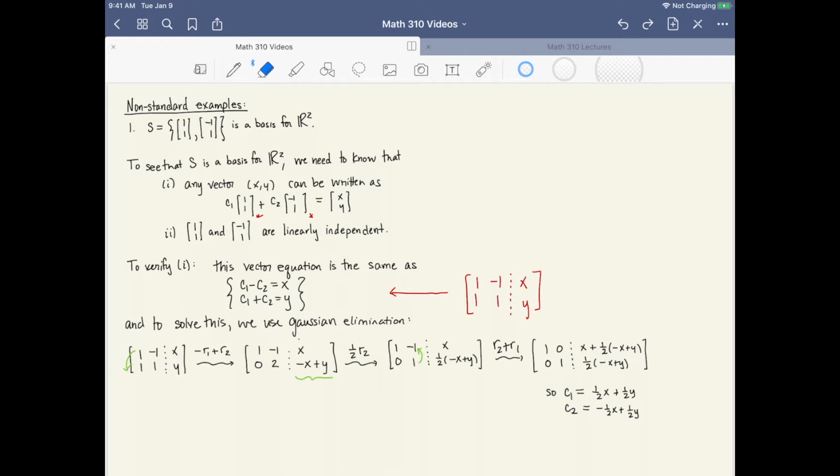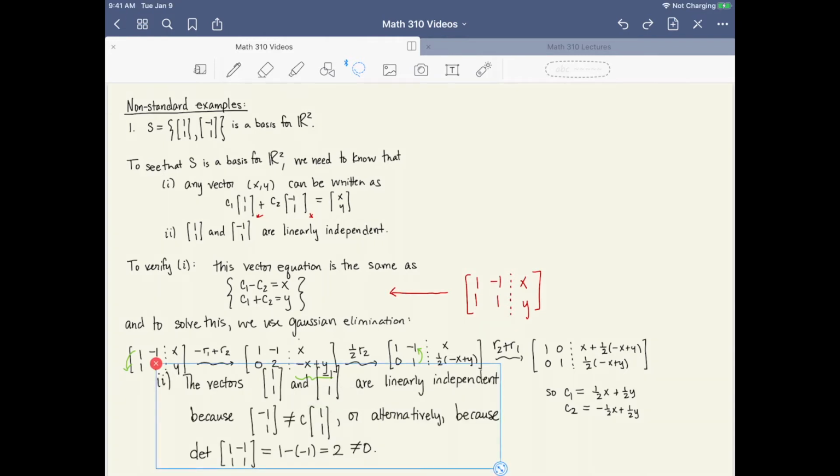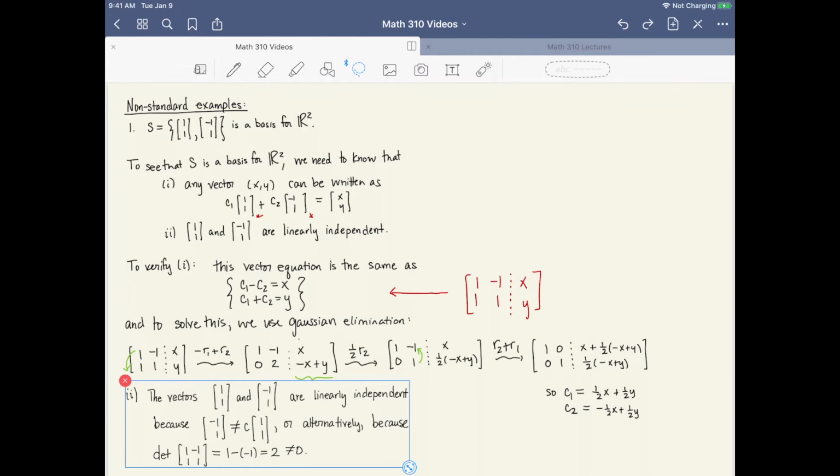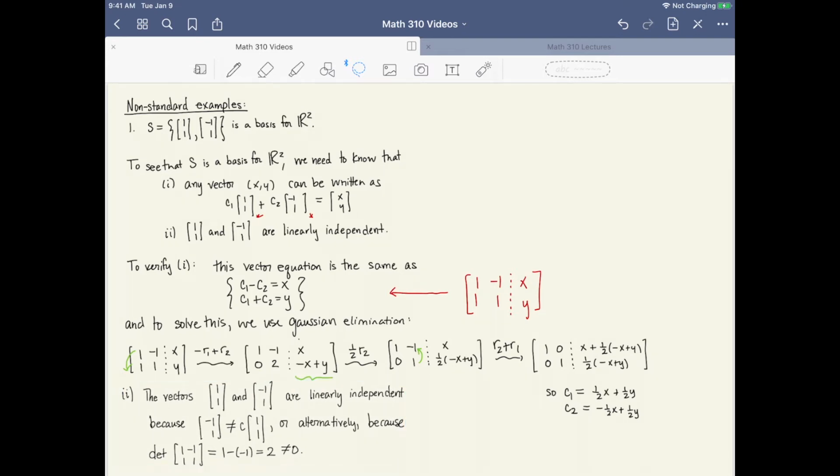Well, we did a lot of Gaussian elimination already, so let's do 2 the fast way. We're just going to calculate the determinant of the matrix and make sure that it's not 0. There are several ways you can check this, but what I'd like to write down is that the vectors 1, 1 and minus 1, 1 are linearly independent because, well, for starters, one is not a multiple of the other, but also because the determinant of the 2 by 2 matrix is equal to 2, and 2 is not equal to 0. So this verifies 1, and this verifies 2 for us in this problem.